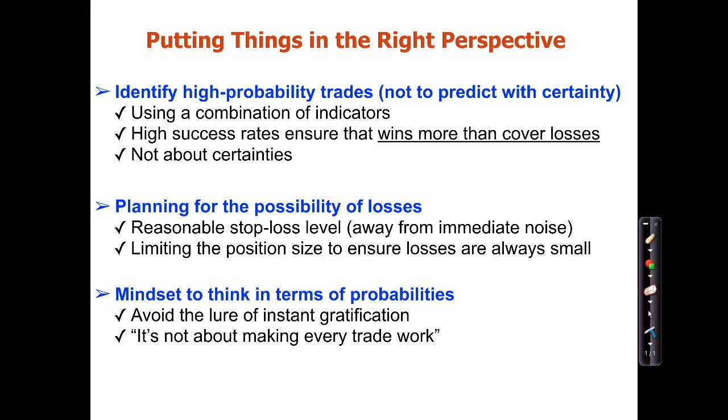We must have the mindset to think in terms of probabilities. We could have 4 losing trades in a row even though we follow the rules of a good system. We can also have 4 winning trades in a row when we follow a good system. So in the short run, outcomes are random and we should avoid the lure of instant gratification, thinking every trade must work, every trade must make money. When it doesn't, you get disappointed, and you start to change your strategy.